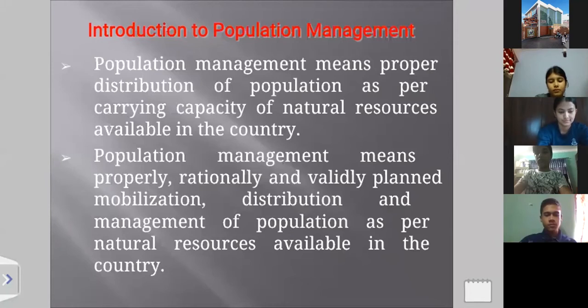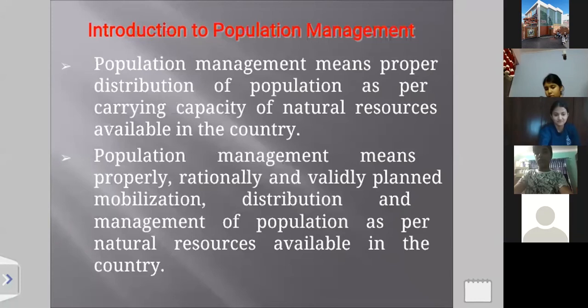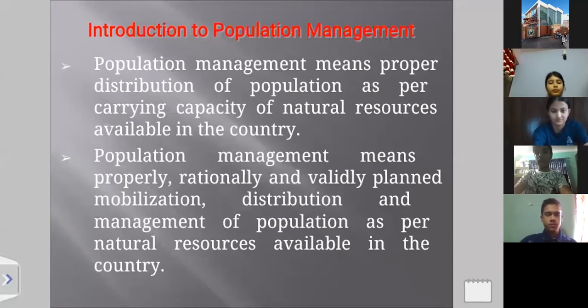So, my dear students, you can see in the slide, you can point out, you can copy down in your copy as well. Introduction to population management. Just as I told you in the slide, there are two definitions of population management. Before discussing that slide, first of all, I want to define population management in a simple way. In our previous class also, I told you what is the meaning of population management.